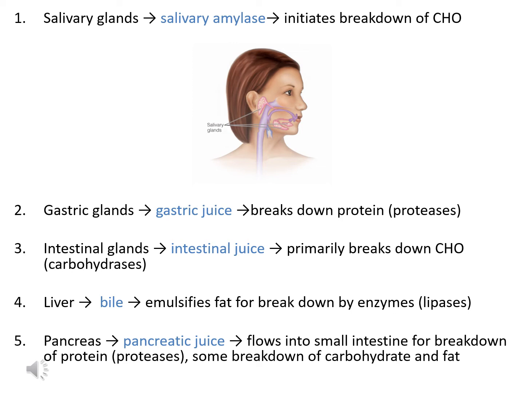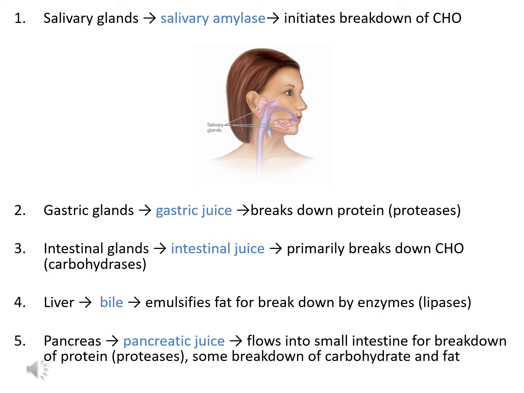Then we have an accessory organ which is involved, which is known as our liver. The liver produces bile. Now, bile is necessary to be able to emulsify fat, and we'll talk about that process in Chapter 5. But bile emulsifies fat, so enzymes that are present can then break it down. And these enzymes, which are involved in fat breakdown, are known as lipases.